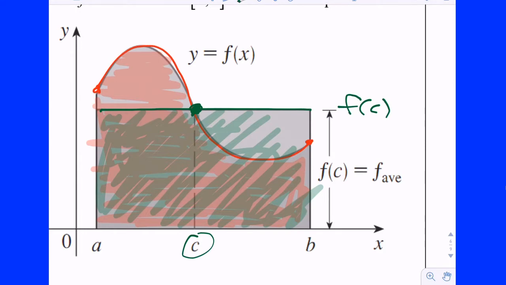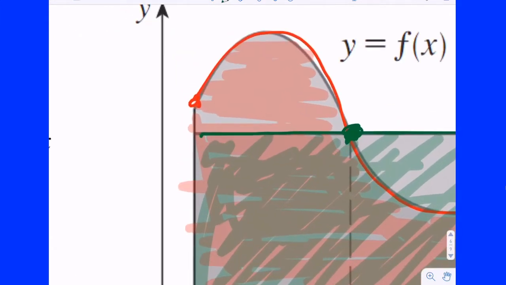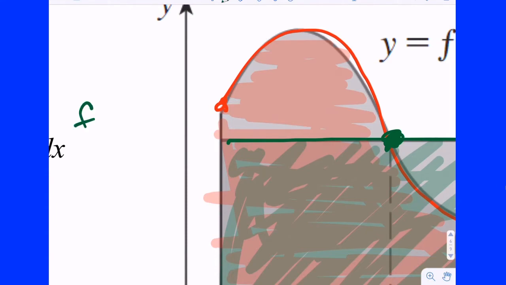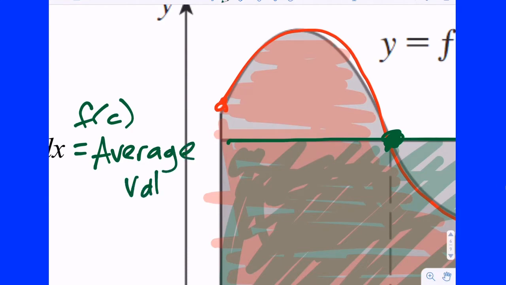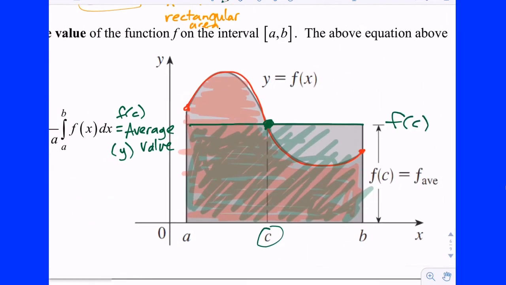Okay? Now, the f of c is actually almost more interesting than the c value itself, but they're both pretty awesome. F of c ends up being what we call the average value. And when we say value, we mean y value. Okay? It's the average height of the function, if you want to think about it like that.